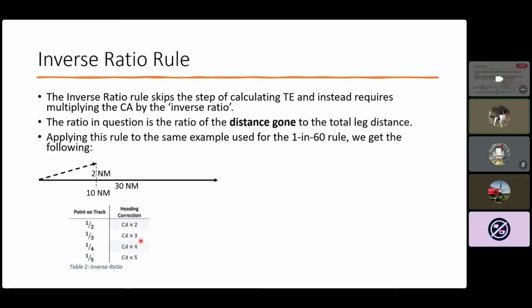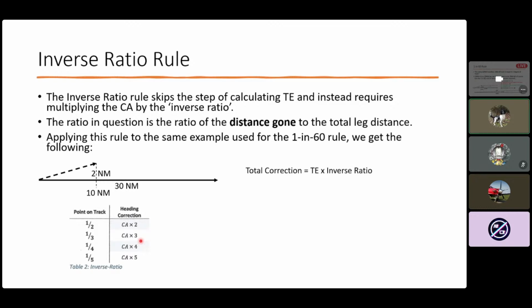3. Correct. So for a third of the way, it's 3. If we're a quarter of the way, it's 4. If it's halfway, it's 2. And again, if you think about it, it makes sense because the further into the track you are, the less you have to change. If you're really far off track really soon, you're going to have to change your heading much more than if you're slightly off track halfway in. Okay.